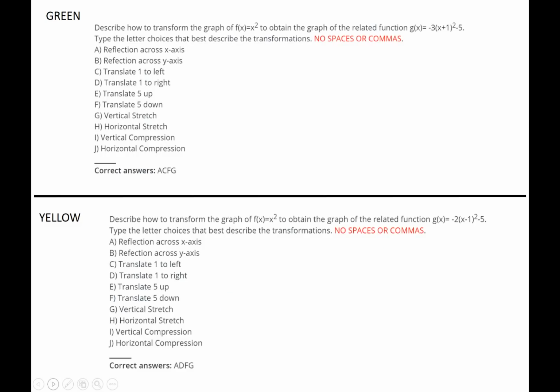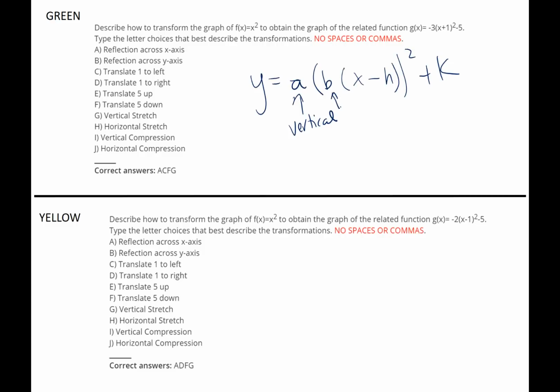All right. So these were similar, but not quite. They're not quite the same. Remember, if we have our generic form here, y equals a, and there was a b on the inside sometimes, (x minus h) squared plus k. Anything on the outside has to do with vertical, so either a vertical compression or a vertical stretch. Anything on the inside has to do with horizontal, so that's a horizontal stretch or compression.